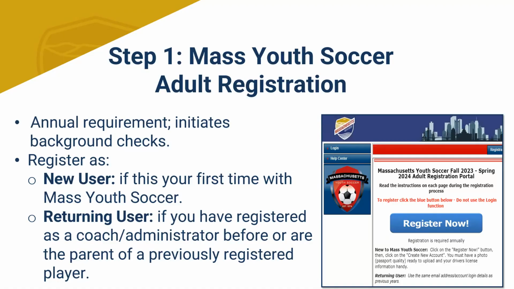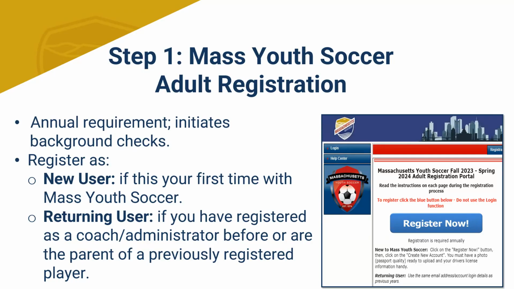The first step in your annual adult registration process is the actual registration. This process will register you for the soccer year beginning on July 1st each year and initiates any background checks that may be due that year. If this is your first time volunteering with Mass Youth Soccer, please register as a new user. The information that you submit on this registration form flows into your Sports Connect account. If you have volunteered with Mass Youth Soccer previously, please use the same login credentials you've used in the past so you don't create a duplicate account.